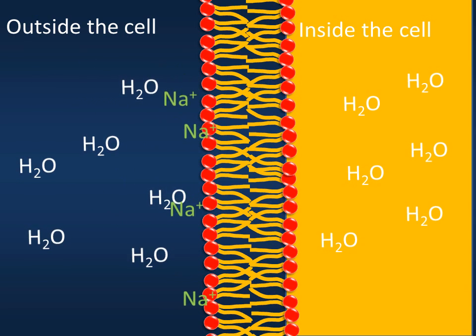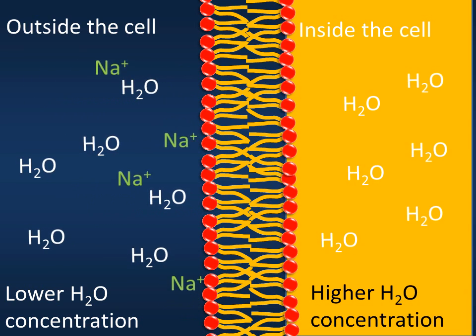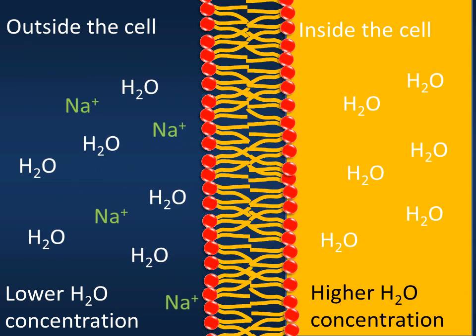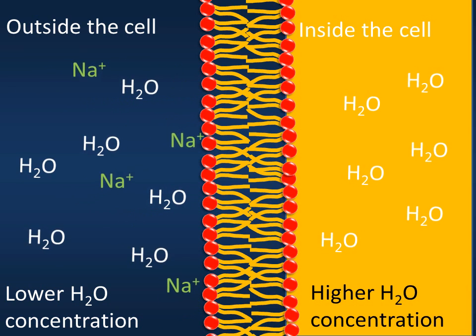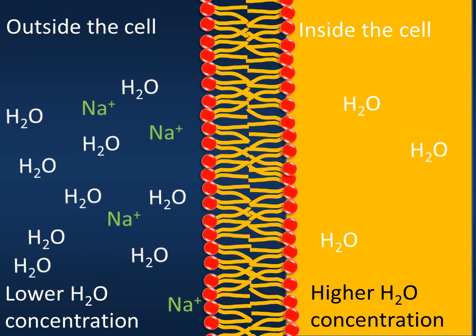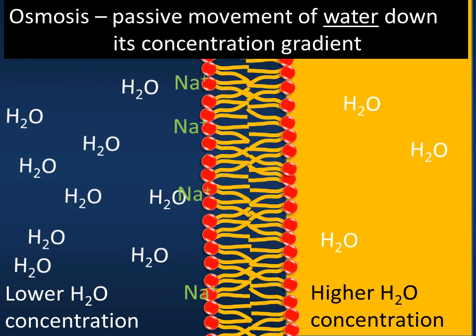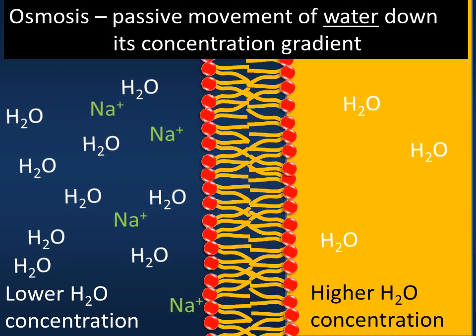Also, the fact that there are these charged sodium ions outside the cell and not inside the cell means that if we think about the water concentration, it's actually lower outside the cell. And that's because water likes to interact with those sodium ions, so effectively making it a lower water concentration outside the cell. So when the solutes can't move across the membrane, the solvent does. And there we see water moving down its own concentration gradient from higher to lower concentration. Thus, osmosis is the passive movement of water down its concentration gradient.